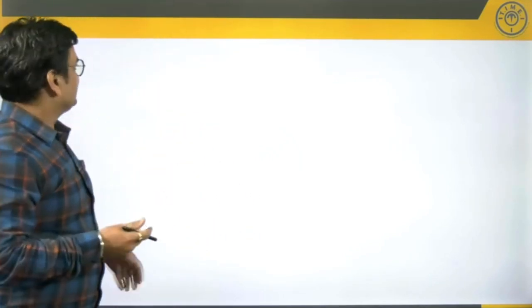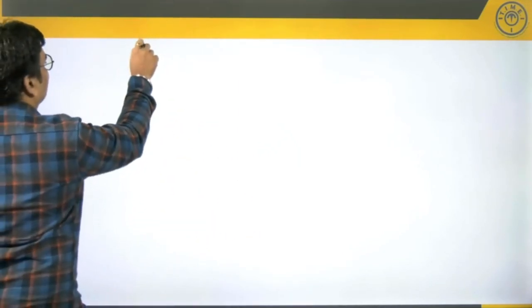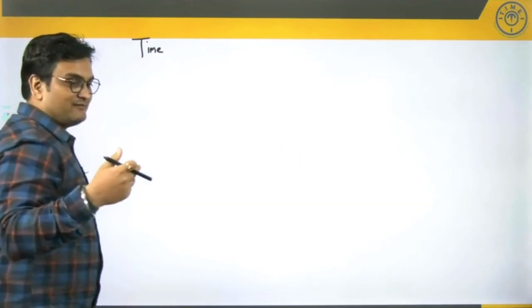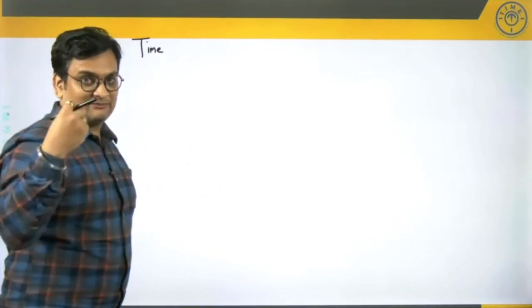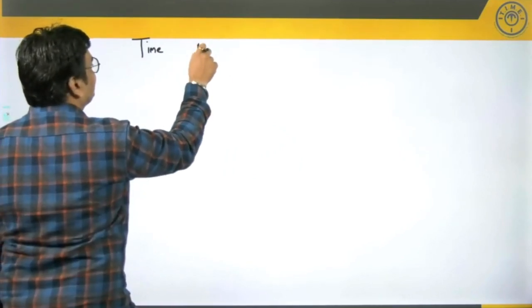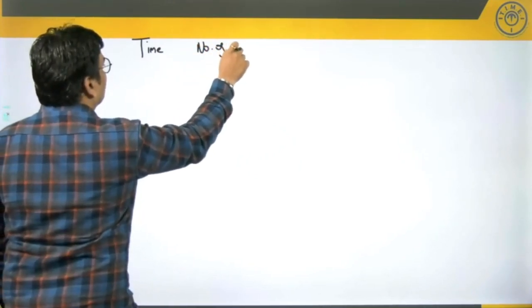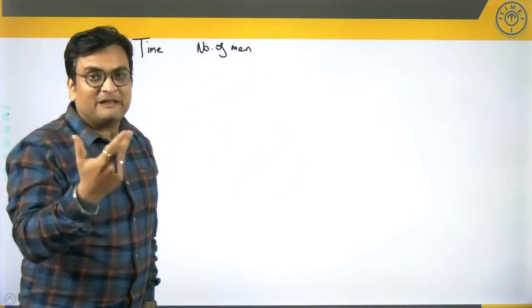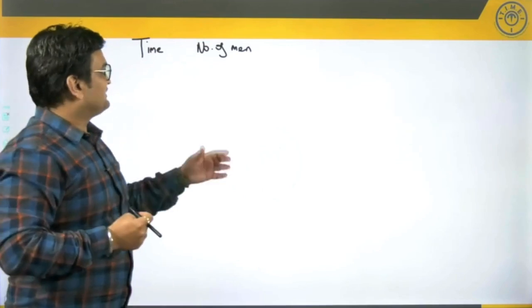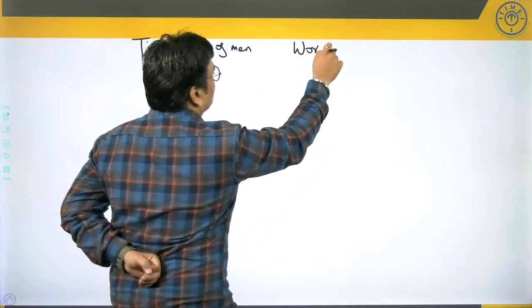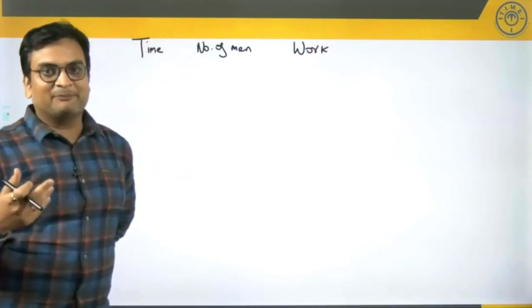Now, of course, in the topic time and work, we have several variables. You have the variable time, the number of days in which the work can be finished, number of hours, number of minutes. The second variable is the number of men, number of women, number of children, alright, or rather number of people who are working in the group. That's the second variable. And third variable is the amount of work that we are completing.